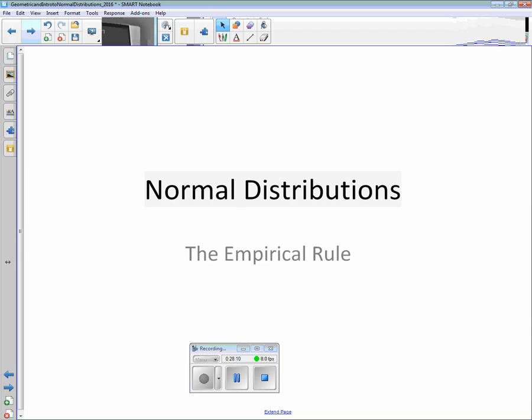I even went so far, because I'm such a math nerd, but I love it, for my Christmas tree this year, I ordered normal distribution ornaments.